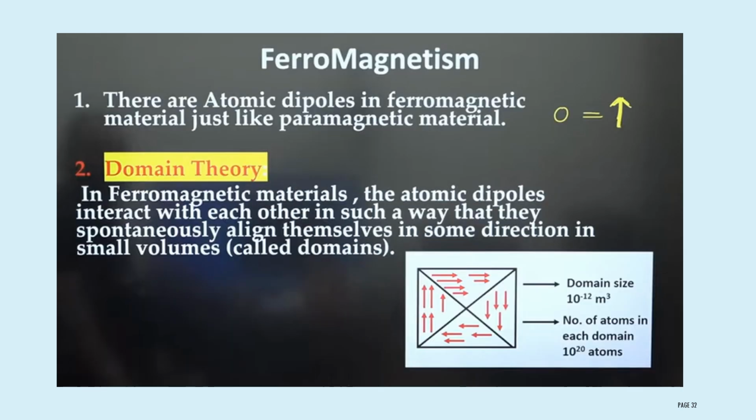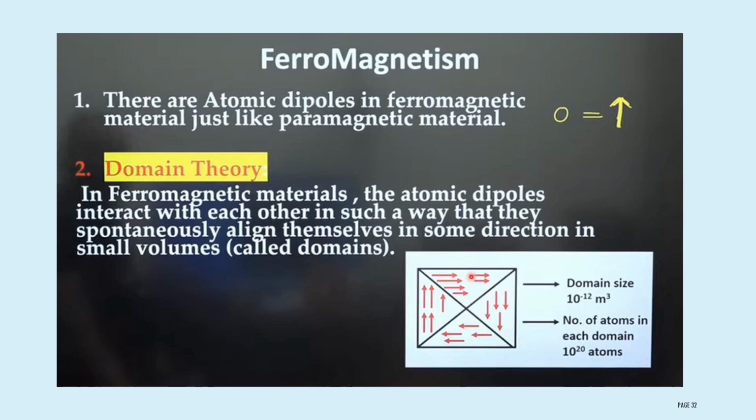Let us discuss ferromagnetism in detail. First point, there are atomic dipoles in ferromagnetic material, just like in paramagnetic material. You can observe atomic dipoles in ferromagnetic material because of the presence of unpaired electrons. Then one more important thing here is domain theory. In ferromagnetic materials, the atomic dipoles interact with each other in such a way that they spontaneously align themselves in some direction in small volumes called domains.